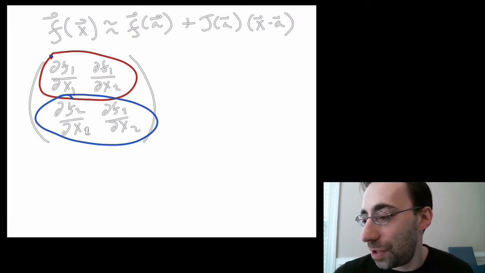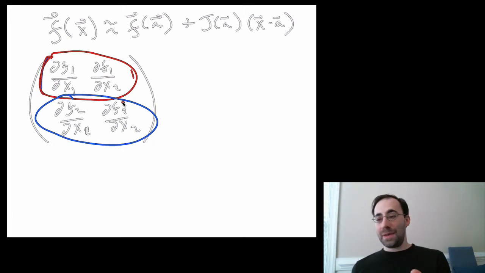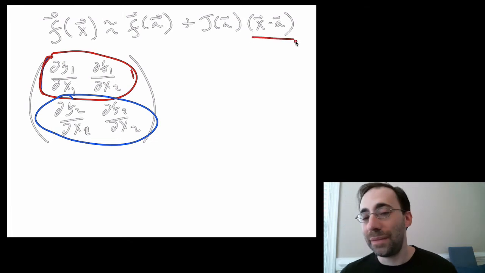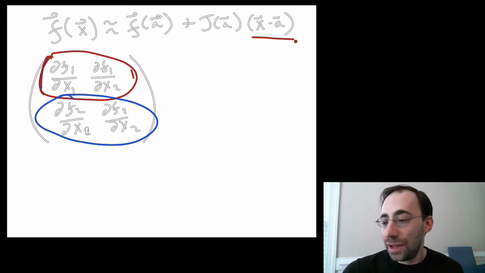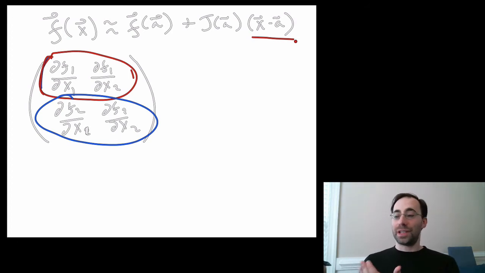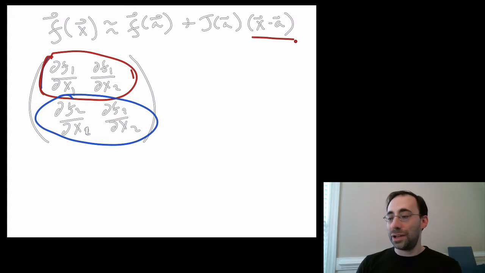So if you take your very first row and you multiply it by this column vector here, what you get is the same thing as the gradient dotted with x minus a. So if this is only a single component function, it'll be the exact same expression as we saw when we used the gradient to approximate the Taylor expansion of a scalar valued function of more than one variable. This is a generalization of that to having multiple components of your function, to having a vector valued function. So this is another potential use of the Jacobian matrix.